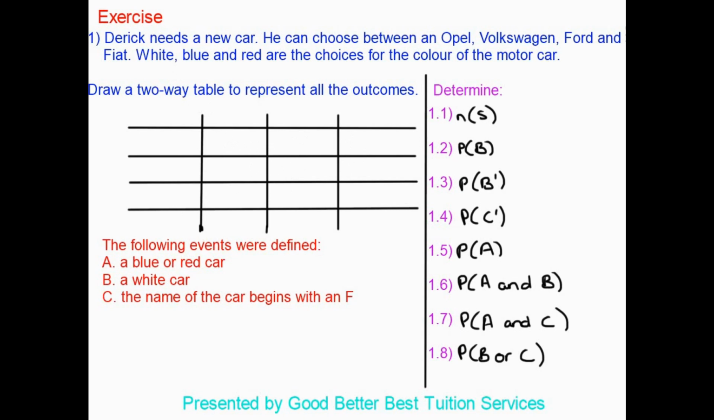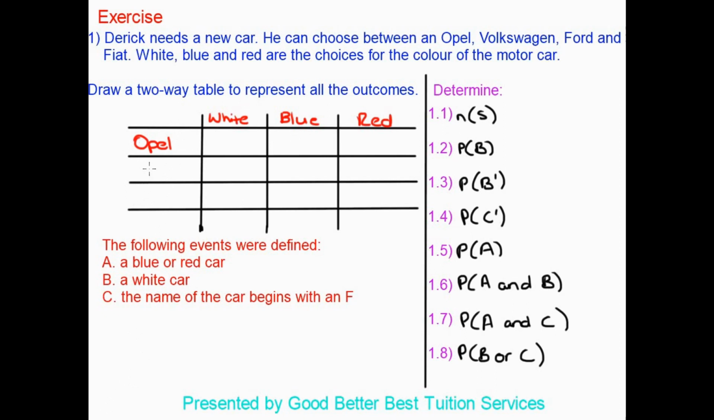And so what we're going to go ahead and do is just fill in the two-way table. And so what I'm going to do is put the colors here on top. So this is going to be white over here, this is going to be blue over here, and this is going to be red. Cool. And on the left hand side we'll put the name of the cars. So we'll go ahead and put Opel first.